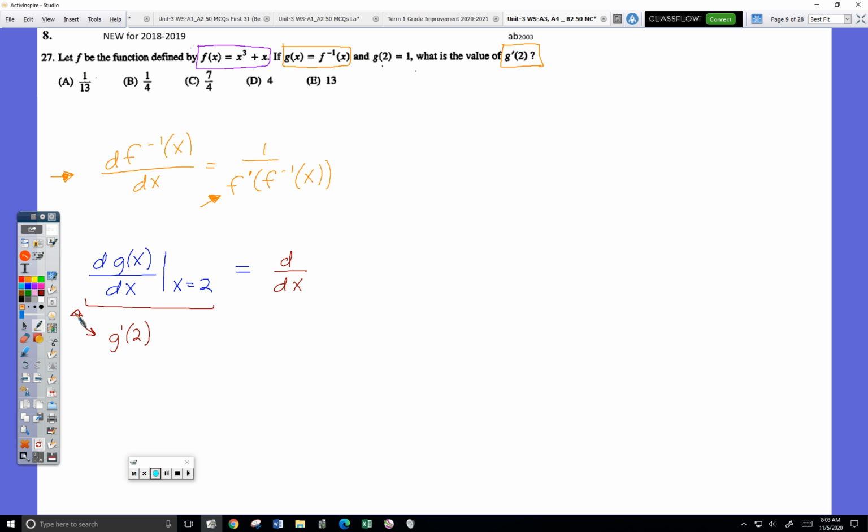The item in blue and g prime of 2 are exactly the same thing. So that's why I wrote the blue. But according to the clues, the blue is the same as some other thing. You're just looking for what's equal to what.